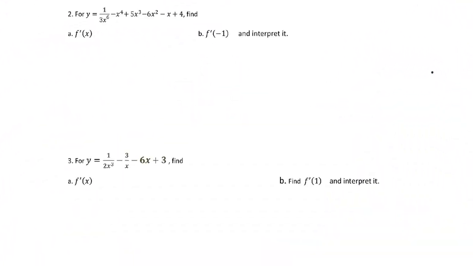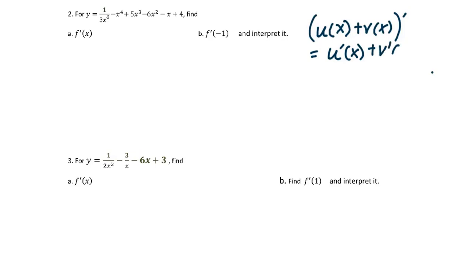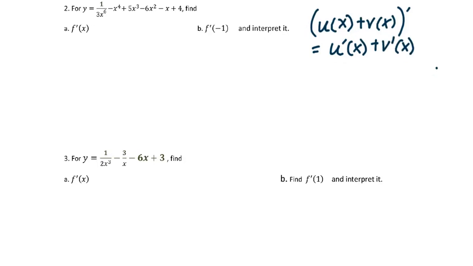For number 2, we can use the addition rule of derivative, which means if we have u of x plus v of x, when we do the derivative for this, you just need to do the u derivative, then you do the v derivative. Then that's it. Now let's go back to number 2.